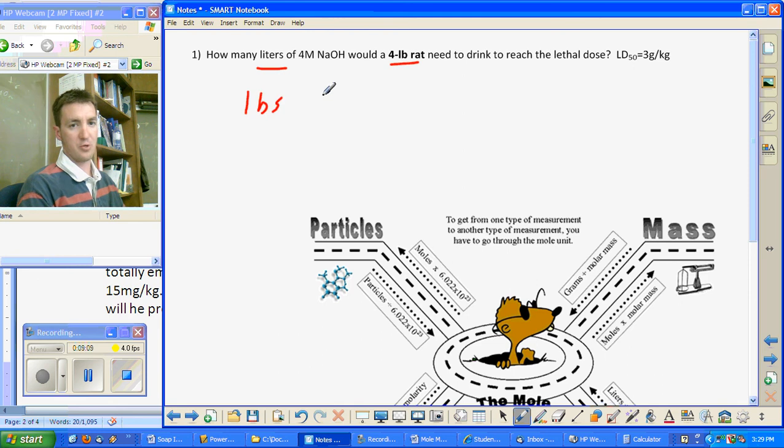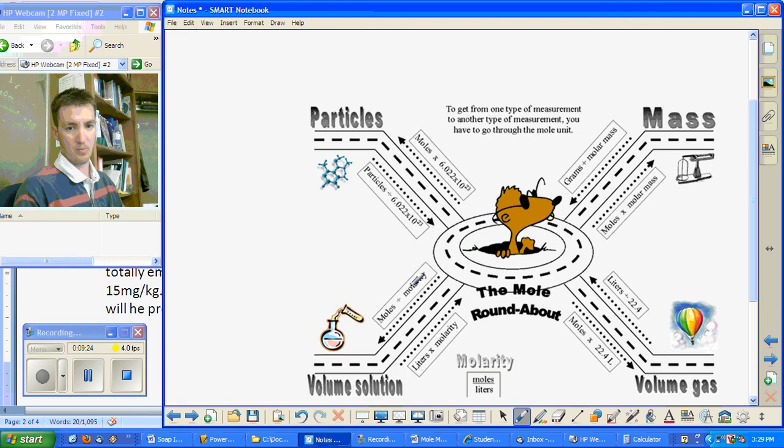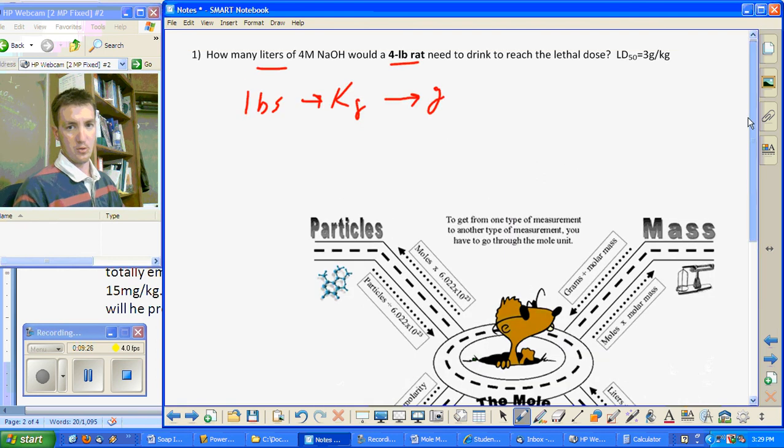We need to turn pounds into kilograms. We need to use kilograms of your body weight to get how many grams. Let's see. So once we have grams, we need to end up being on liters. So how do we get to liters? I need to know the moles and the molarity. So I'm going to turn grams into moles and then divide that by the molarity to equal liters.